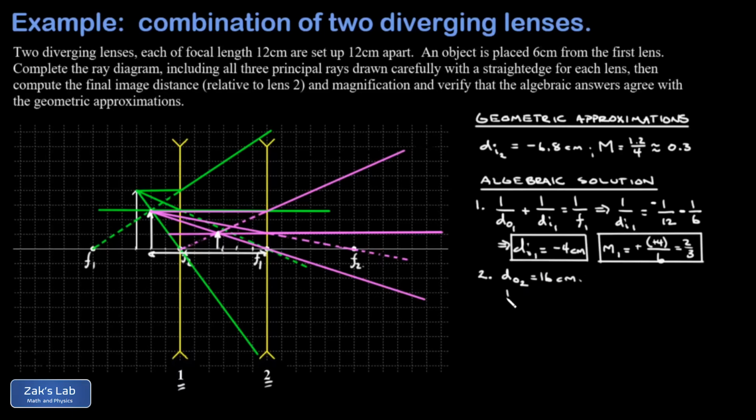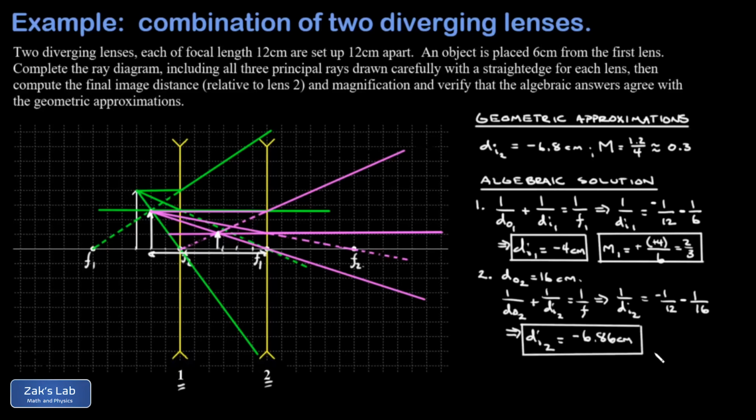Then I plug into the thin lens equation and I have 1 over dO2 plus 1 over dI2, that'll be the final image distance relative to the second lens, is equal to 1 over F. This means 1 over dI2 is going to be, again, negative 1 over 12 because the focal length of the lens is negative 12 centimeters. And then minus 1 over the object distance, which we just figured out was 16 centimeters. Run the numbers on this one, and we find that dI2 is negative 6.86 centimeters.